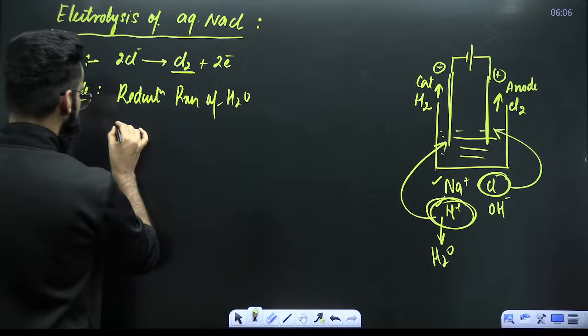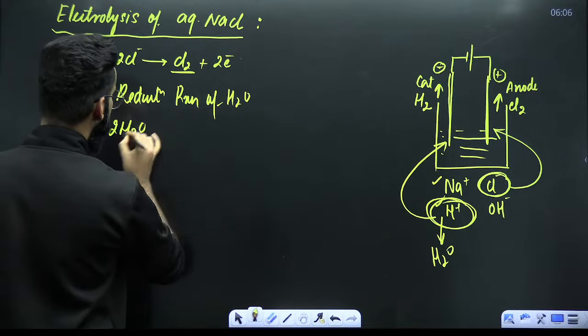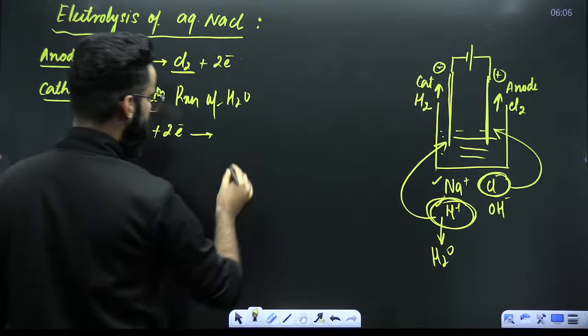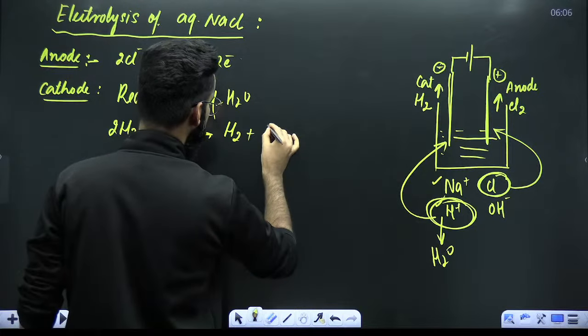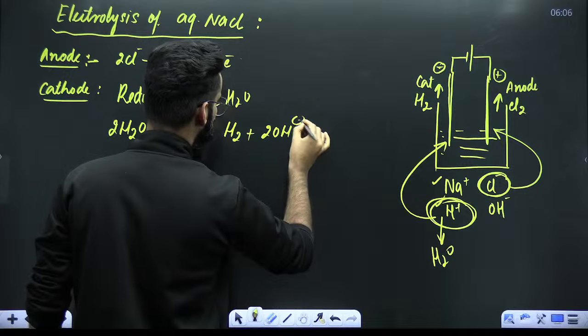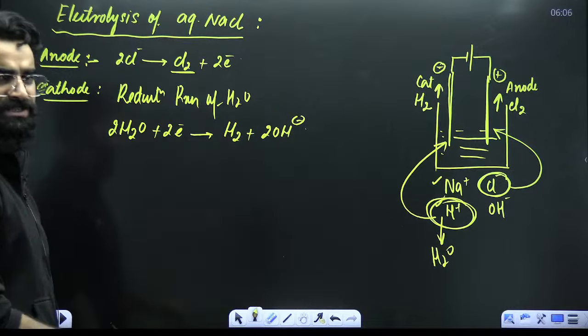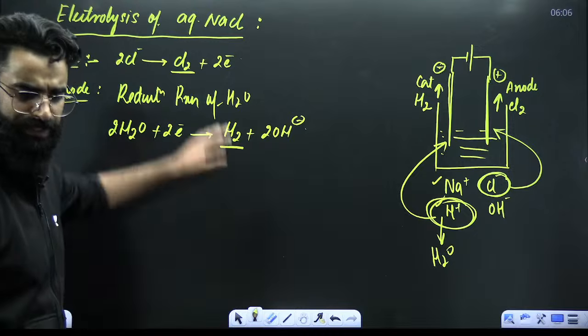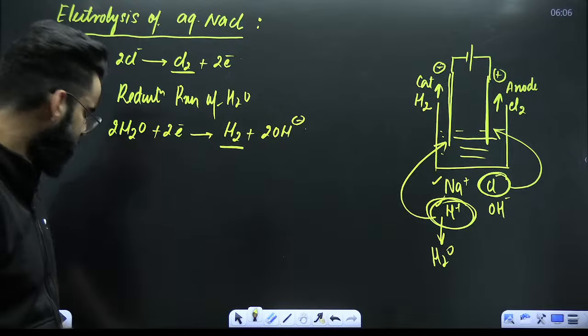So the reaction has to be 2 H2O plus 2 electrons gives H2 plus 2 OH negative. This is the reduction reaction which is happening at the cathode, and it's your H2 gas which is being liberated at the cathode. So these are the 2 things which I want you guys to remember.